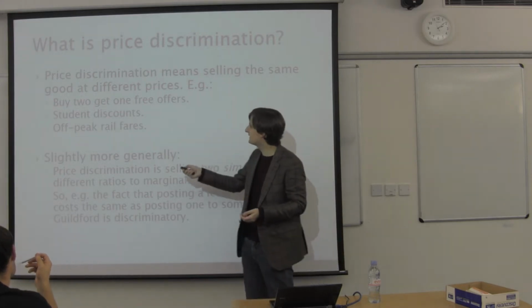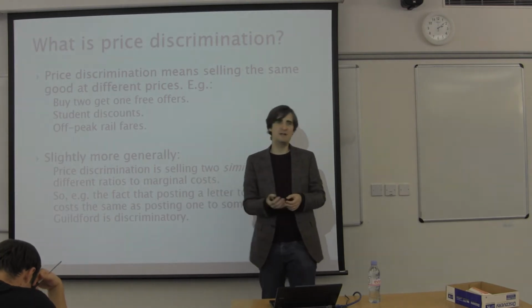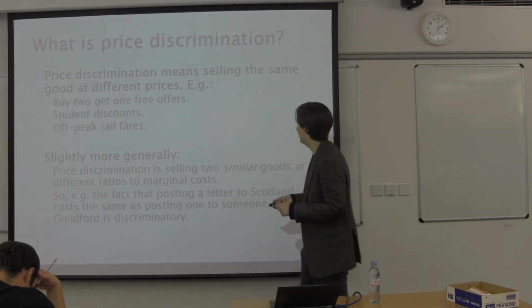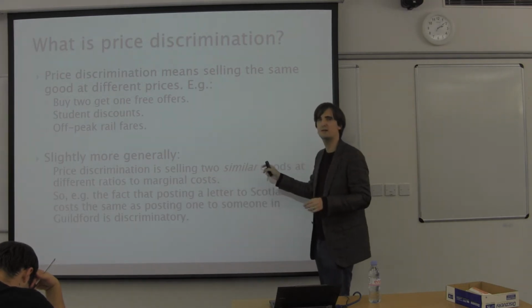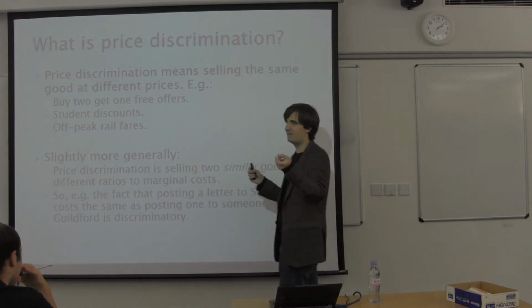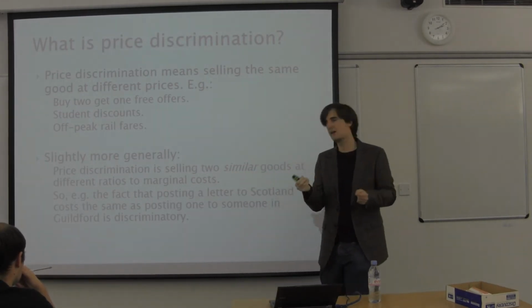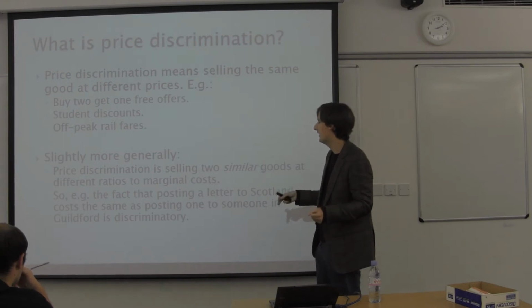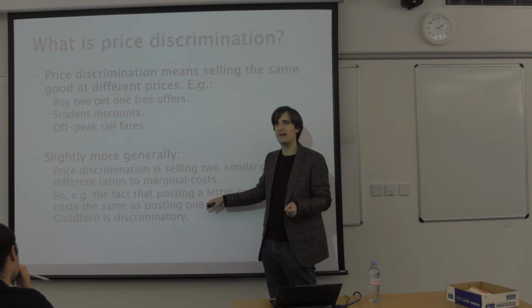And you can slightly generalise this definition. You can think about price discrimination as selling two similar goods at different ratios to marginal cost. So rather than selling exactly the same good at two different prices, think about selling two different goods at different ratios to marginal cost. And a nice example of this is something like posting a letter.